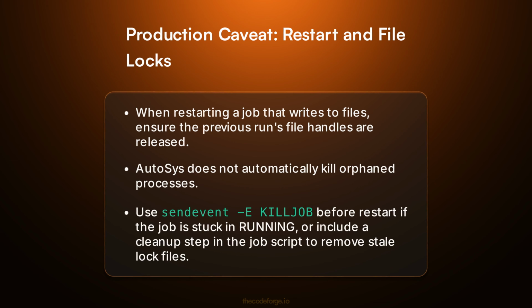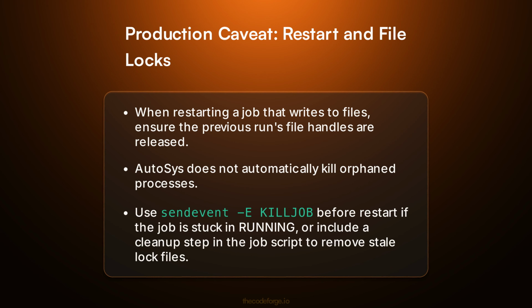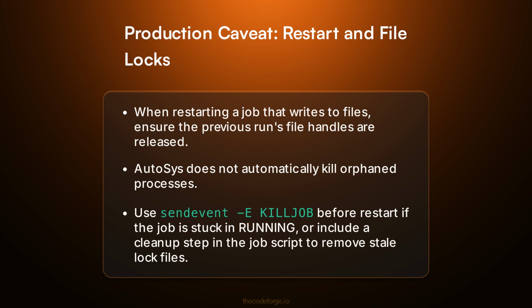When restarting a job that writes to files, ensure the previous run's file handles are released. AutoSys does not automatically kill orphan processes. Use sendevent -E KILLJOB before restart if the job is stuck in running, or include a cleanup step in the job script to remove stale lock files.